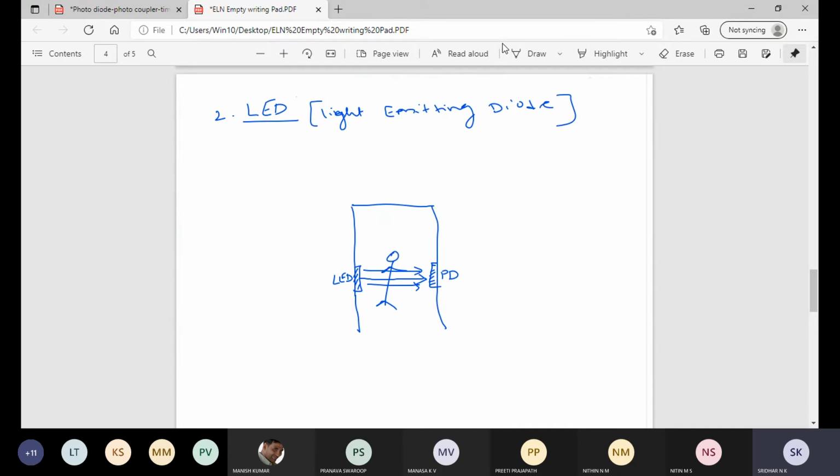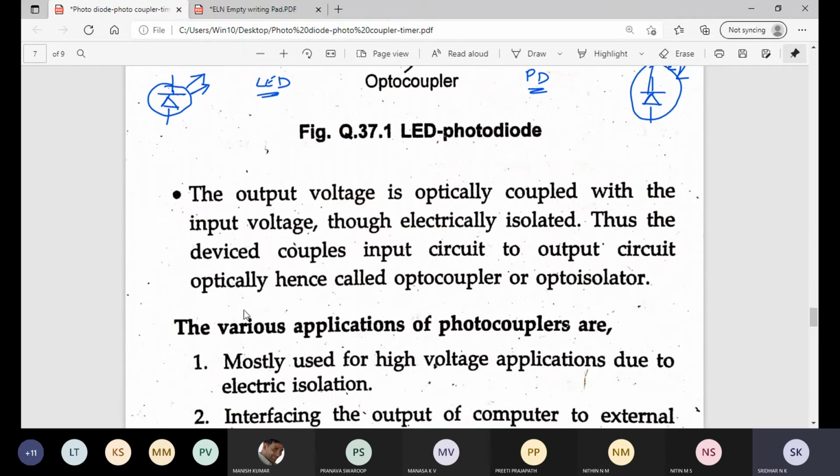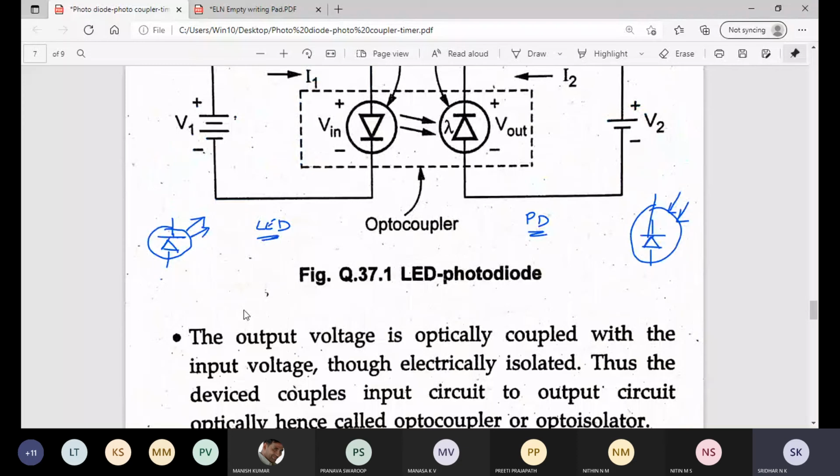So this is just an application of a photodetector. The photocoupler is the combination of an LED, which continuously emits light, and a photodetector, which always detects the light. So this is all about the photocoupler. Next, a photocoupler is also called an optocoupler. Don't get confused if they ask about an optocoupler; it is nothing but a photocoupler. Opto means photo.